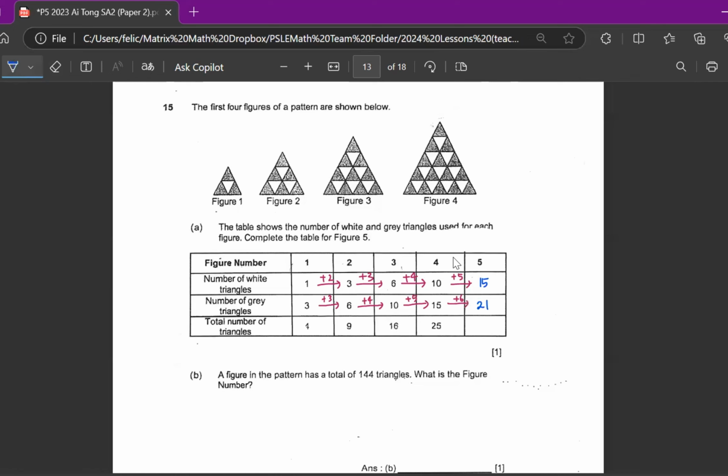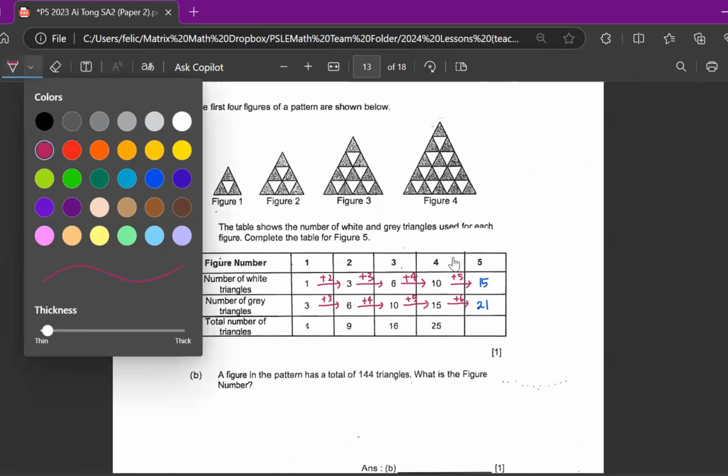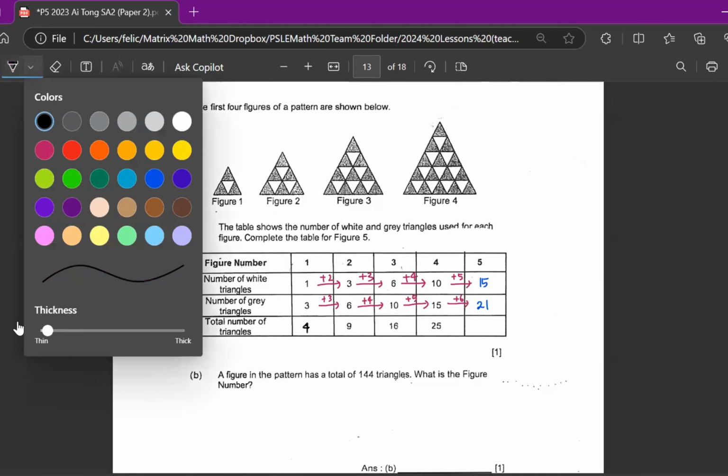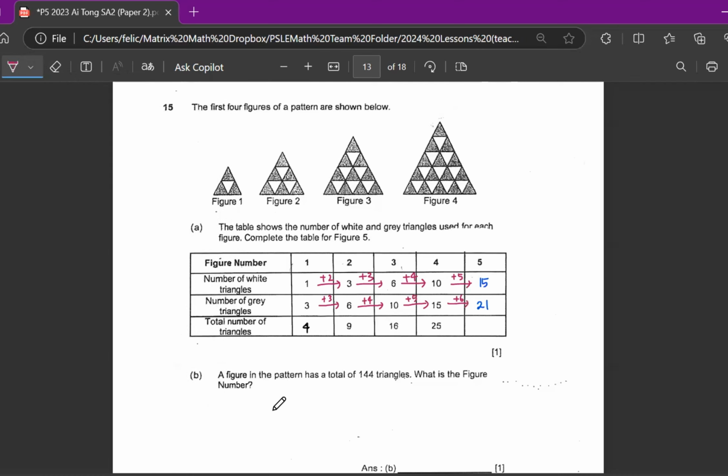Now lastly, for the total triangles. There's a very unique pattern. In case you can't see, this is actually a 4. It's kind of erased off. So there's a unique pattern here: 4, 9, 16, 25, sorry. Numbers like this, don't bother finding the increase. No use. Numbers like 4, 9, 16, 25 are common numbers which are used in patterns, and these are called square numbers.